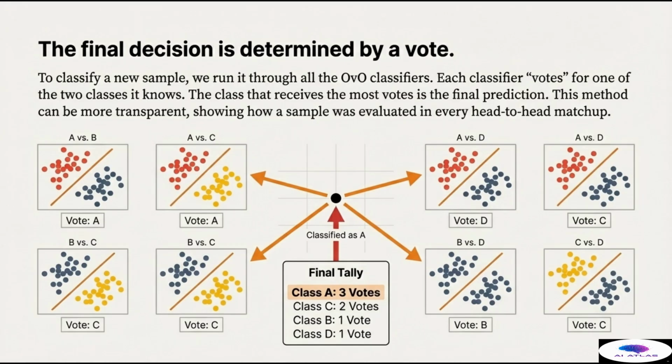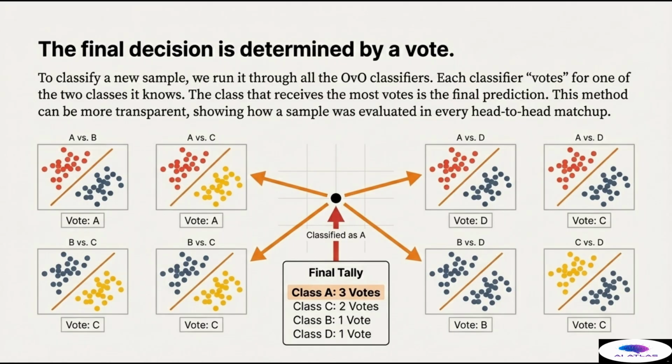The mechanism for making the final decision in the one versus one strategy relies on a voting system, bringing transparency to the classification process. When a new sample is introduced, we run it through all the OvO classifiers. Since each classifier is trained only on 2 classes, it simply votes for one of those 2 classes based on where the new sample lands relative to its specific decision boundary.